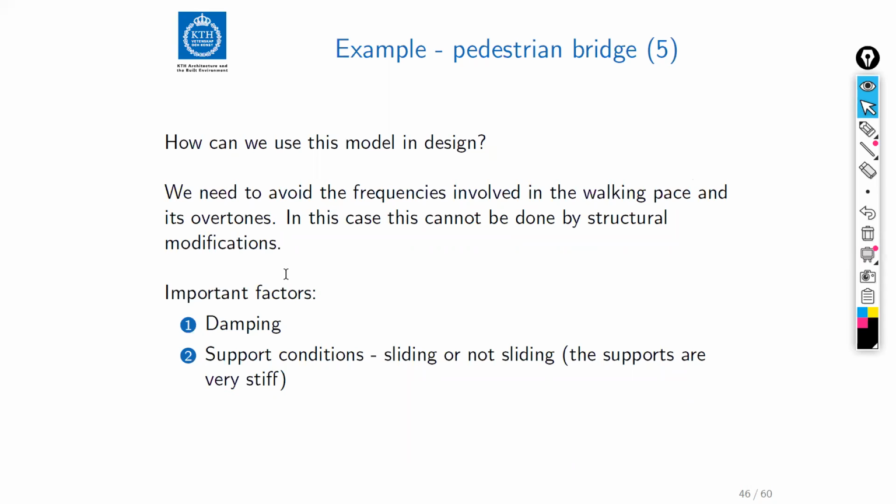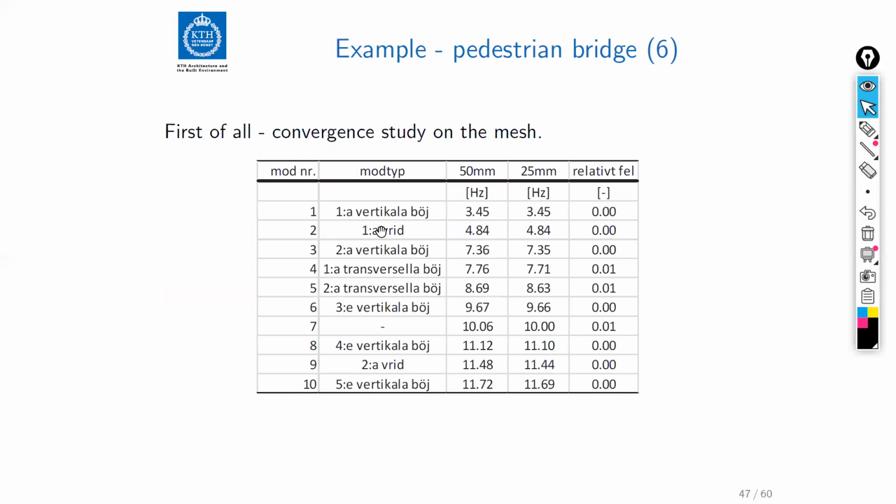What we need to do here is to avoid frequencies that are involved in the walking phase and its overtones. This is the main point of design here. In this case, we can't do it by structural modifications, so instead we look for how we can introduce more damping. Another factor that at that time seemed very important to me was the support conditions. I now know that in this type of structure, the support conditions have very little effect. But in my PhD studies at the time, I was working very intensely with bearing friction, so this analysis is a bit colored by that.